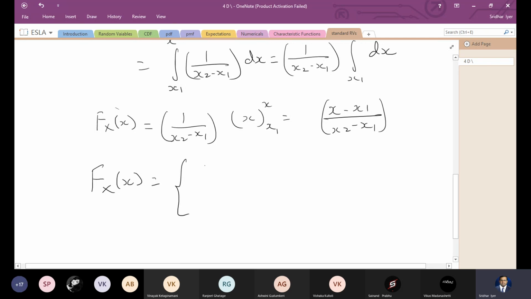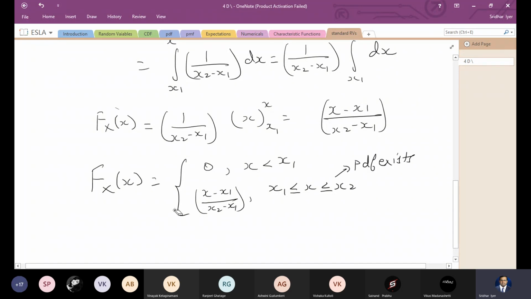will get. There is no CDF which exists for x less than x1, because in the PDF, if you have written, the PDF starts only at x1, right? Then you have a value x minus x1 divided by x2 minus x1, which we have just derived, and this value exists for x1 less than x less than x2, right? This is the limit where your PDF also exists, right? That is what is given to us, right? And then you have a third value.